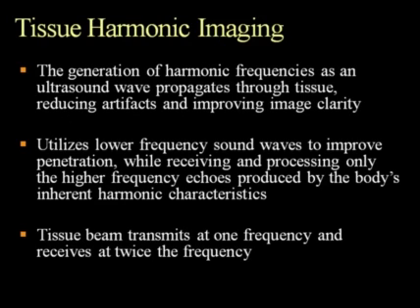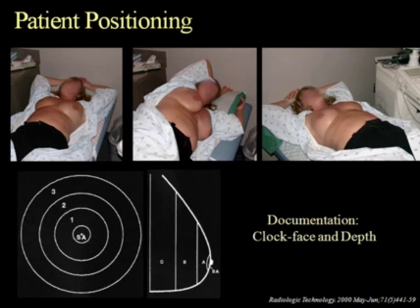Tissue harmonic imaging, however, is the generation of harmonic frequencies as an ultrasound wave propagates through the tissue and reduces artifacts and also improves image clarity. The benefit of this is you utilize lower frequency sound waves to improve your penetration of the tissue while receiving and processing only the higher frequency echoes produced by your body's inherent harmonic characteristics. The tissue beam transmits at one frequency and receives at twice that frequency.